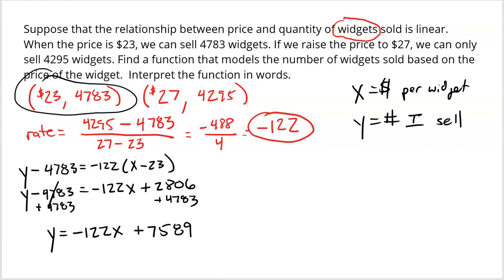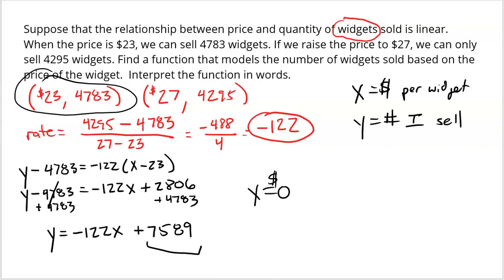Now, the slope we already talked about, the slope is really easy to understand. It just means for every $1 more I charge per widget, I'm going to sell 122 less of them. Now, the y-intercept is also fairly easy to make sense of. It says if I charge $0 for my widgets, I'm going to sell 7,589 of them.